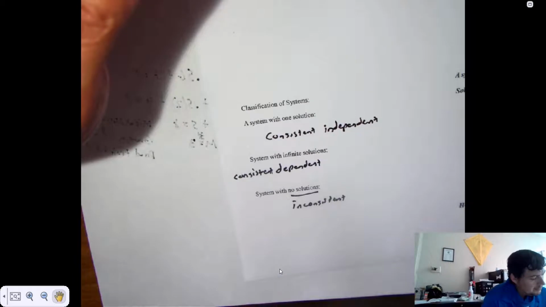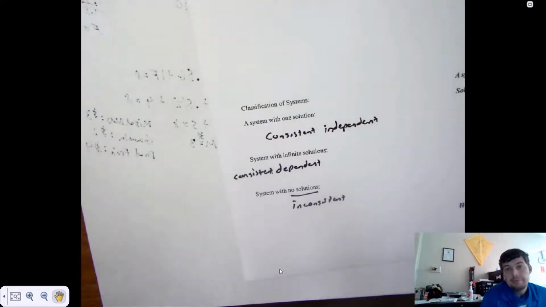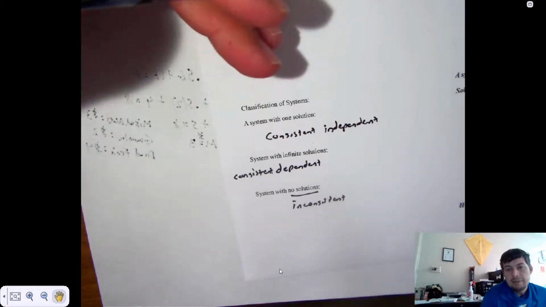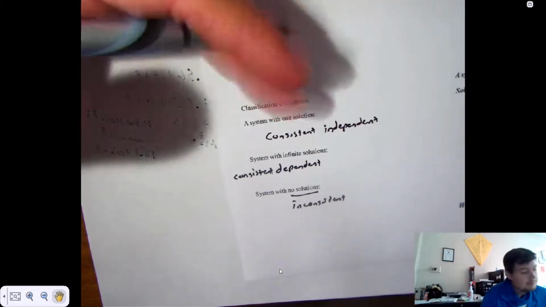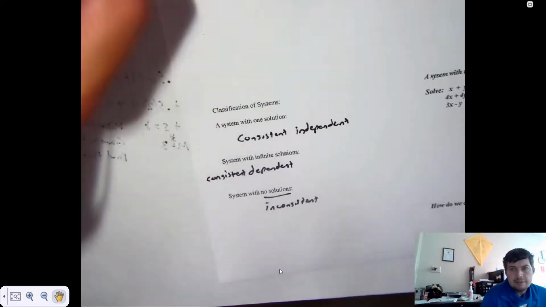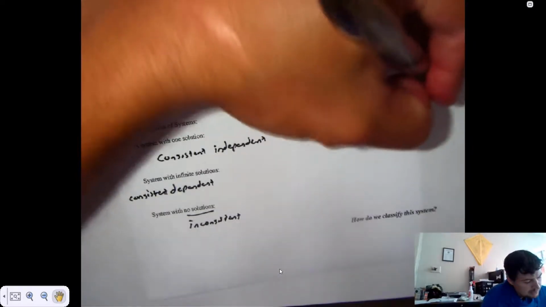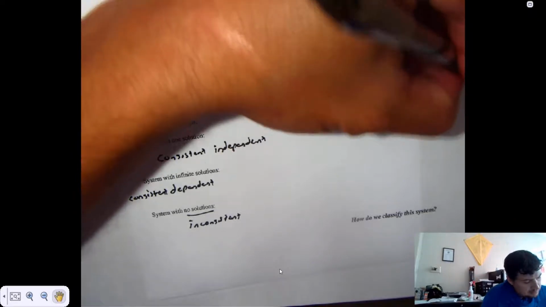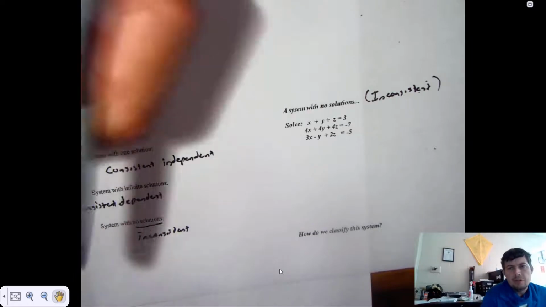There's no answers. So we have consistent independent, consistent dependent, and then we have an inconsistent system. Those are our three big classifications. And there's certain things that show up. So here's a system with no solutions, which we would classify as inconsistent, which already answers a question on the piece of paper. Certain things show up when you do these.